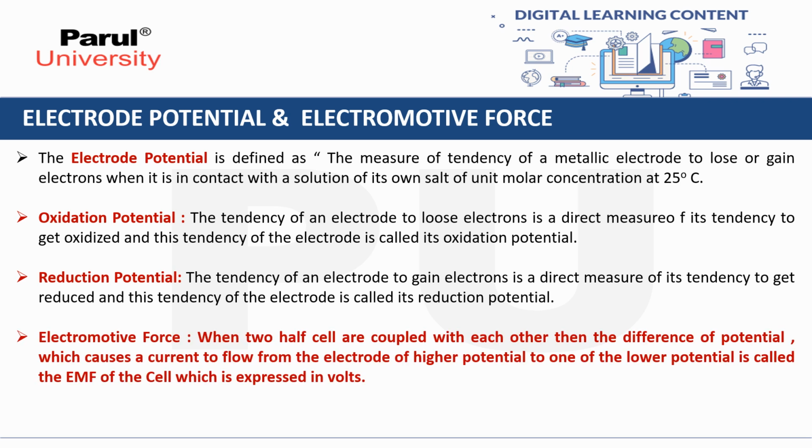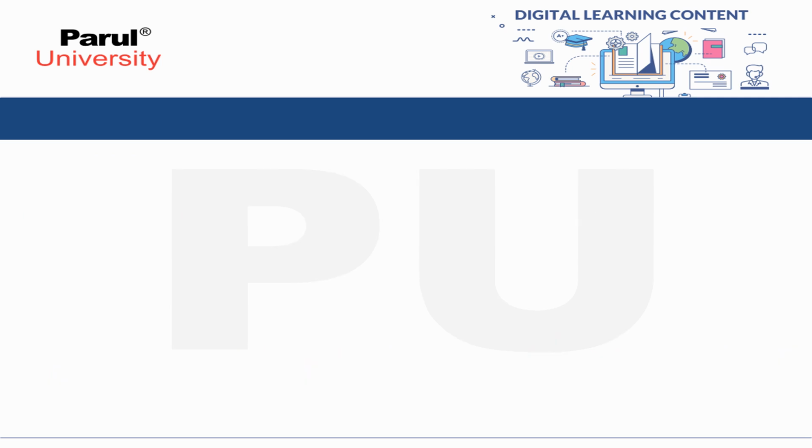The electromotive force. When two half cells are coupled with each other, the difference in the oxidation and reduction potential causes a current to flow from the electrode of higher potential to one of lower potential. This is called the EMF of the cell, which is expressed in volts.